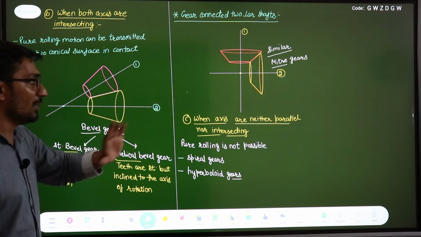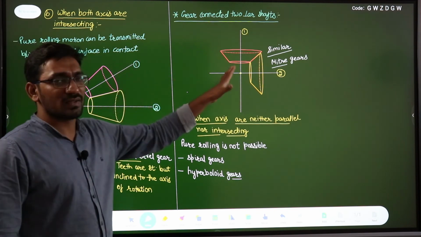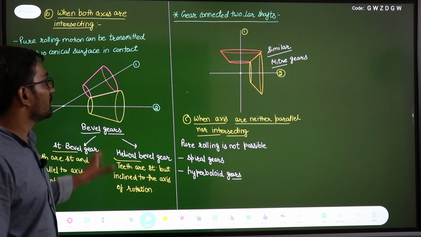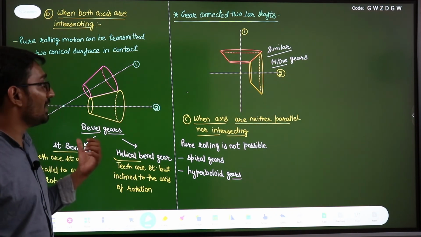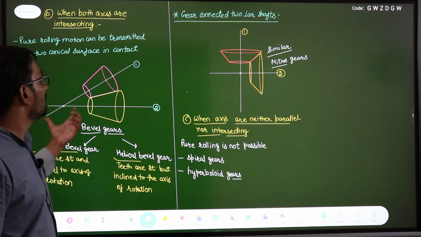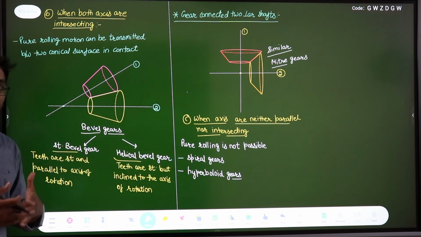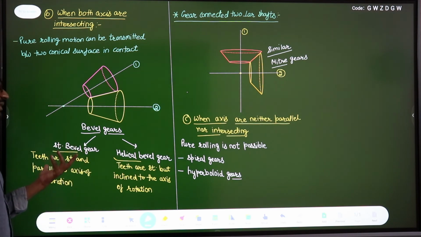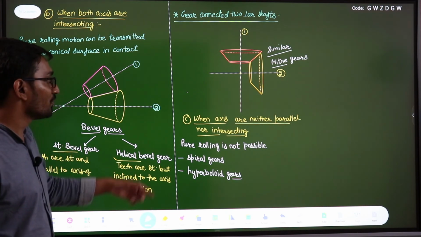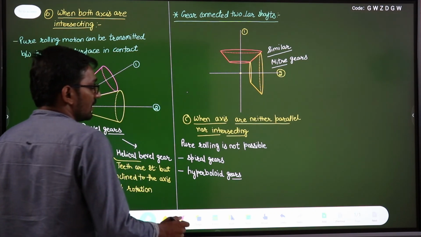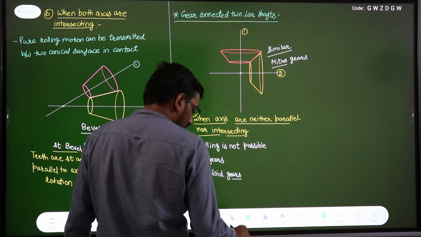In the GATE, only numerical will come, but for the better understanding of the chapter, we'll see some of the theory portion. So this is the first classification of the gears based on the axis of the shaft, right? First one is the spur gear when the axes are parallel, second one is the bevel gear when they are intersecting, and third one is the spiral gears when the axes of the shaft are neither intersecting nor parallel, right?